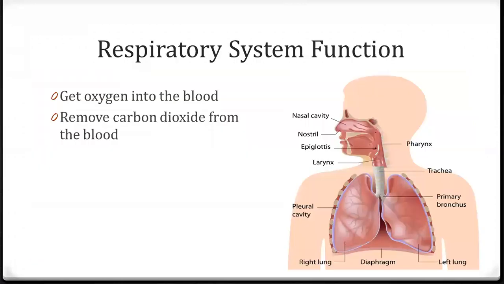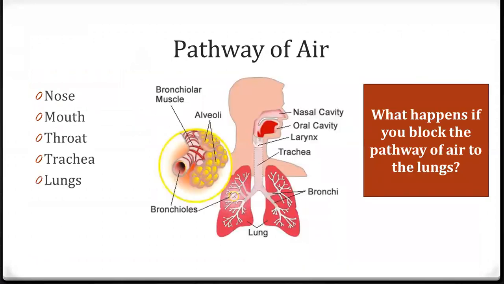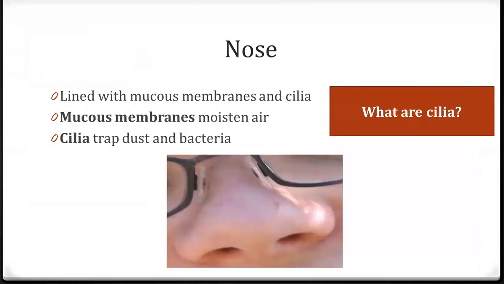Okay, so moving right along, the respiratory system. This is all related to how we get oxygen into our blood and get carbon dioxide out of our blood. The pathway of air occurs in the nose, the mouth, the throat, the trachea, and then the lungs. The nose is lined with a mucous membrane and cilia. Remember, cilia are like little hairs. Mucous membranes moisten the air, and cilia trap dust and bacteria. So it's like your first line of defense.